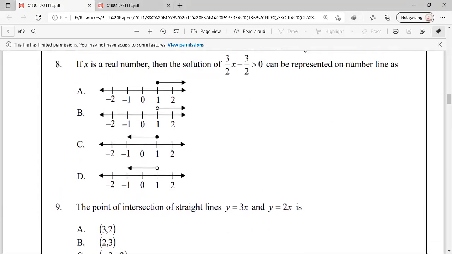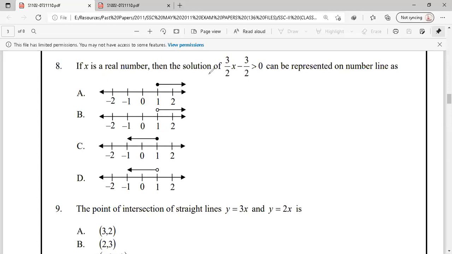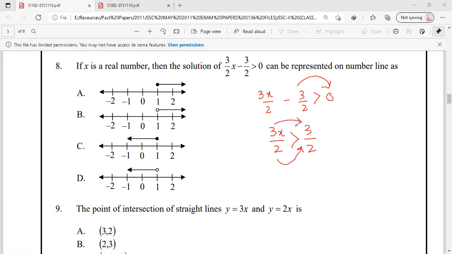Then we have question number 8. If x is a real number, we have to find the solution of this inequality: 3x over 2 minus 3 over 2 is greater than 0. So this minus 3 over 2 will shift to the right side of the inequality. 3x over 2 is greater than 3 over 2. So this 2 will be multiplied and 3 will be divided on the other side of the inequality. So x would be greater than 3 over 2 multiplied by 2 over 3. After cancellation, we will get x is greater than 1.